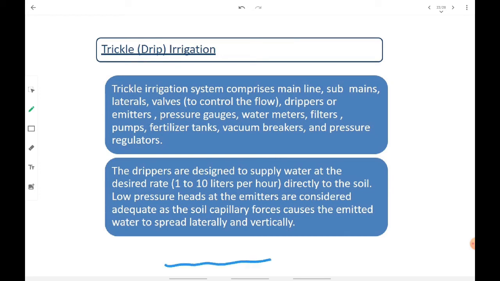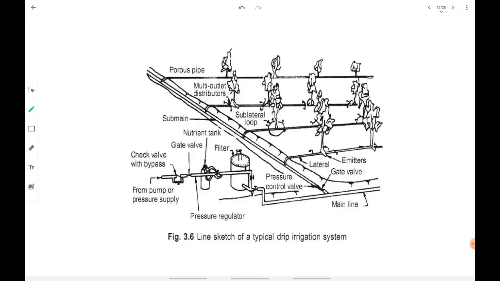For example, this is the farmland we are talking about, and very near to the farmland or over the farmland itself, there will be pipes. The pipes will have some tiny holes, and through the tiny holes water continuously drips very near to the crop itself. That's why the pressure required in trickle or drip irrigation is low as compared to sprinkler irrigation. This is the line sketch of a typical drip irrigation system.